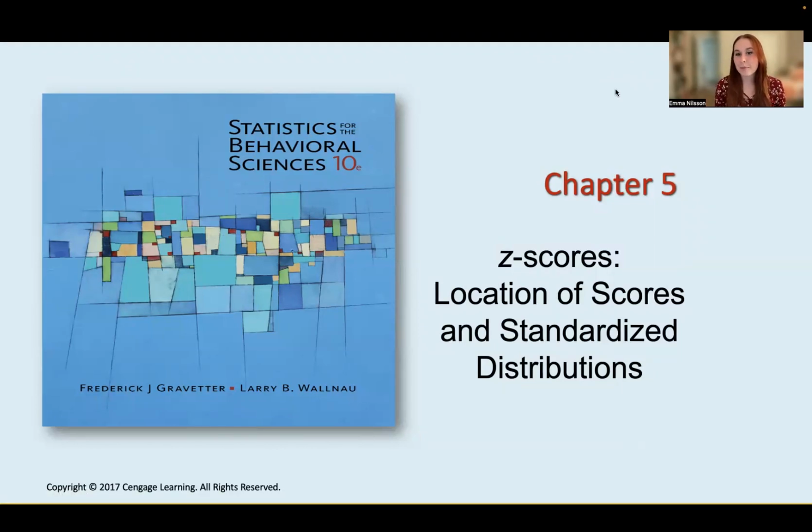Today, we're going to be talking about z-scores, which is a way to standardize our scores and distributions so that we can compare our data meaningfully to other data sets. We're going to talk about what z-scores are, how to use them, and some other cool applications for z-scores.